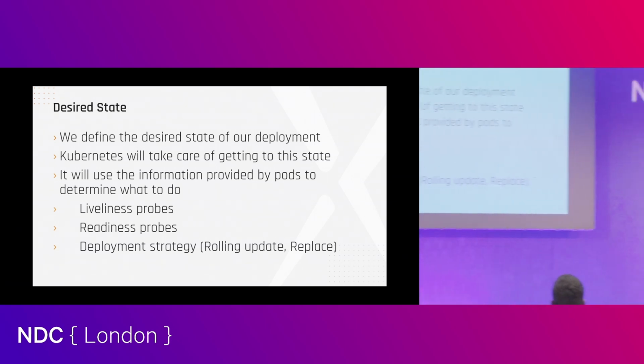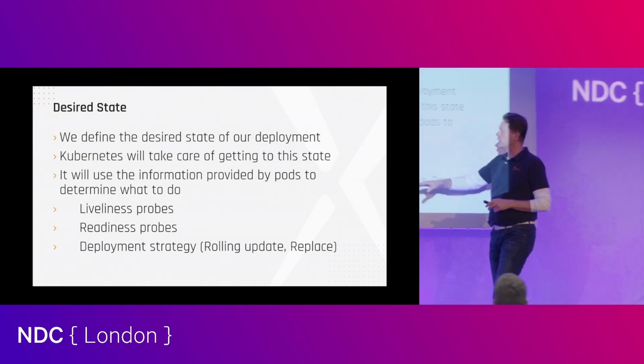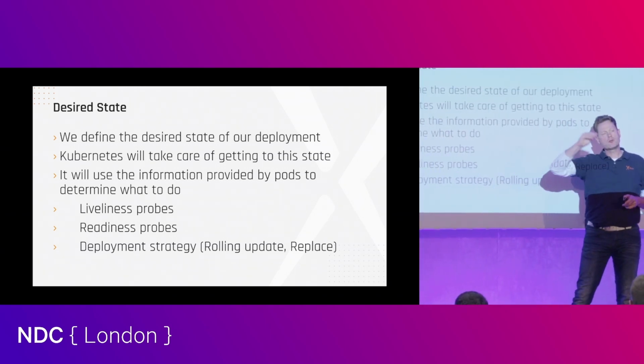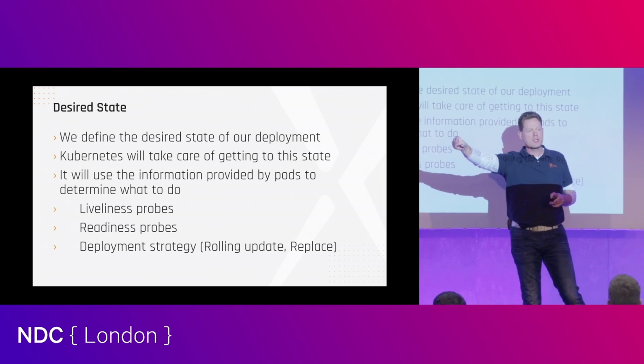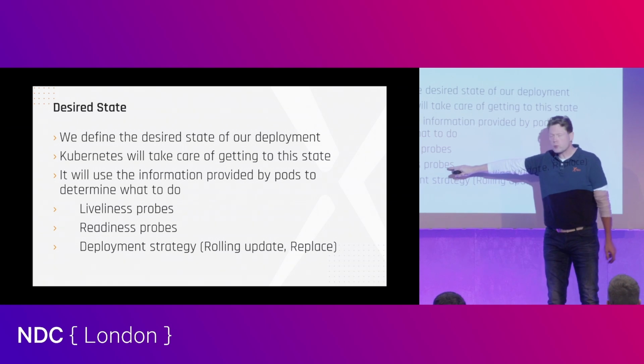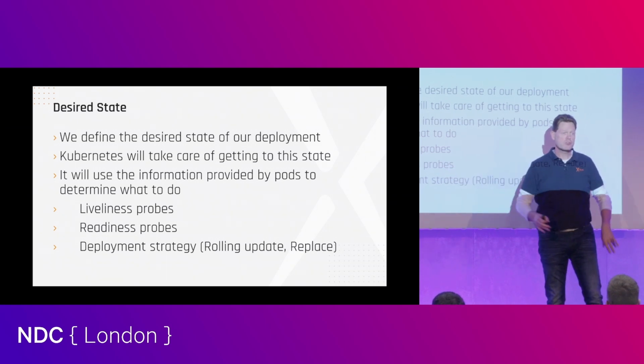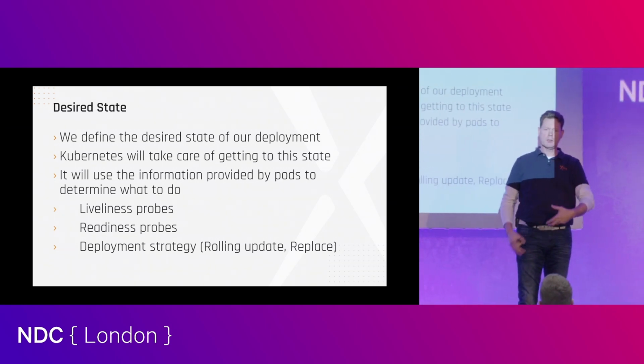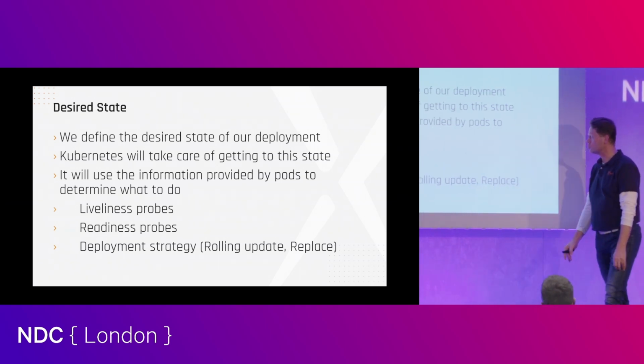So that readiness probe is really important, because it is used to determine if traffic can be sent to your instance of your application. Okay? If you do not provide this, it will just send traffic the moment the thing comes up. Okay? So that's important to know.